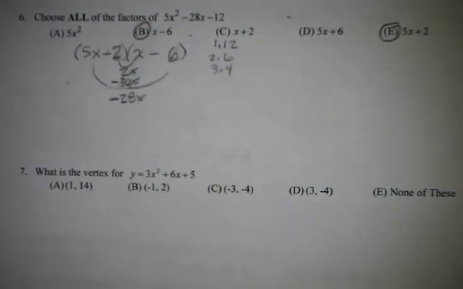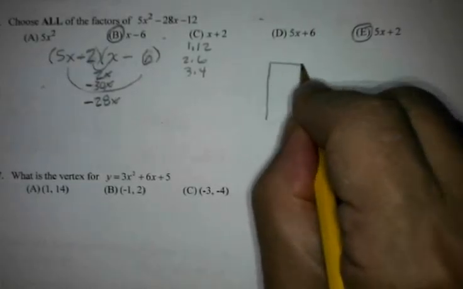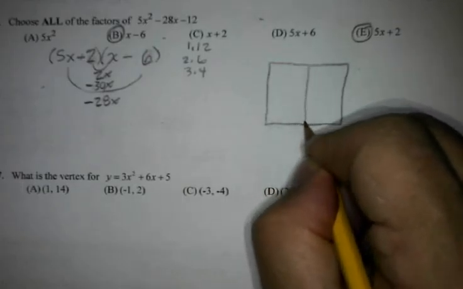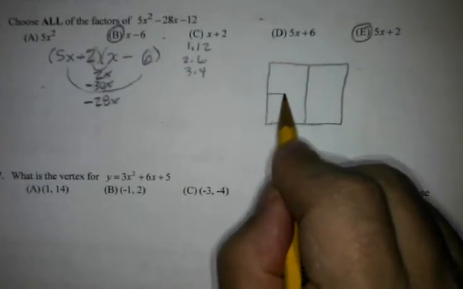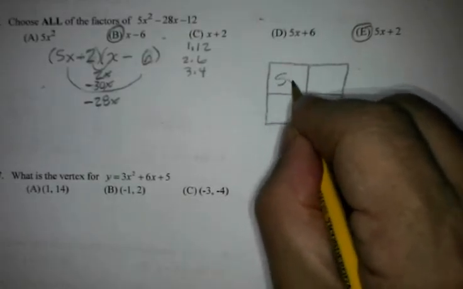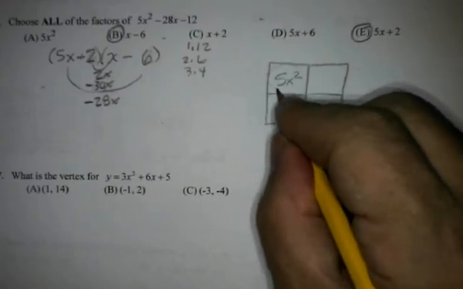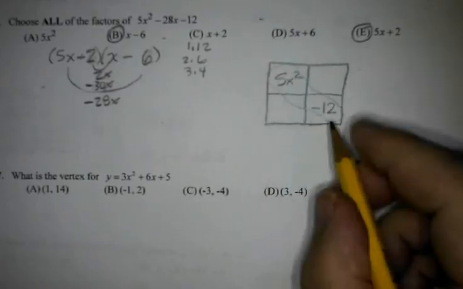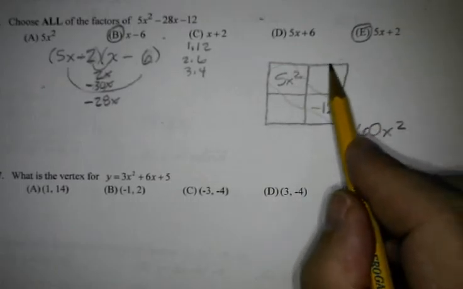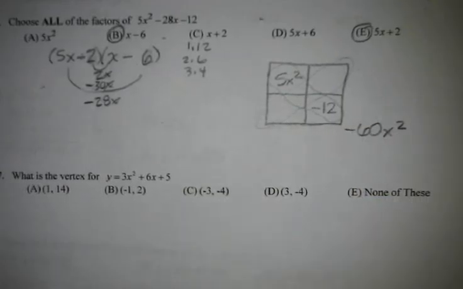Okay, here's another method. You could use generic rectangles. If I build out a rectangle, and this is particularly important because on the free response, you're not going to have multiple choice giving you the potential answers. So let's make a rectangle. 5x squared goes in this box. The negative 12 goes here. When I multiply these two together, I get negative 60x squared. When I multiply these two together, they also have to give me negative 60x squared.